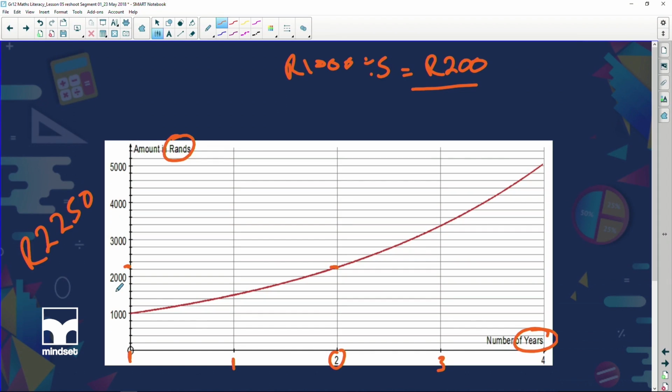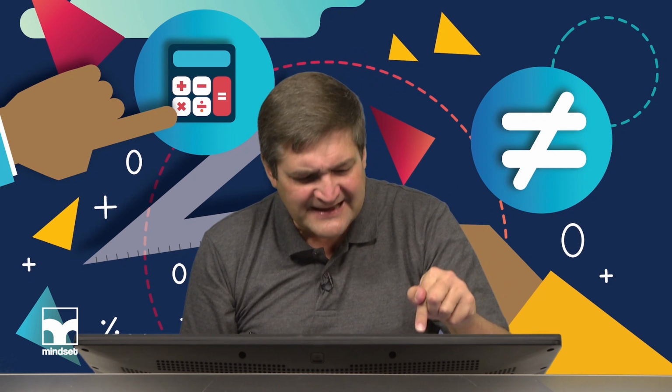If you get a question like this, and you're not 100% accurate with the 2,250, because it's somewhere between the lines, your examiner is going to allow you a little bit of leeway. So if you said around about 2,240 or 2,280, I'm sure your examiner would accept that answer. Why? Because you can't read it accurately off that graph. Okay, so answer the questions about this graph.